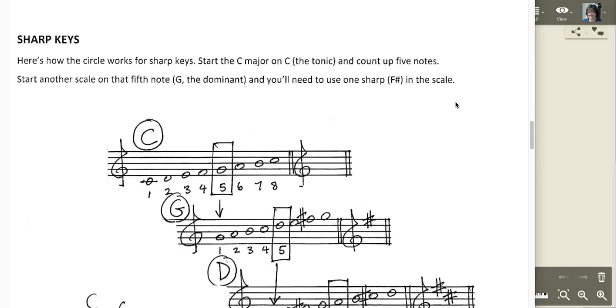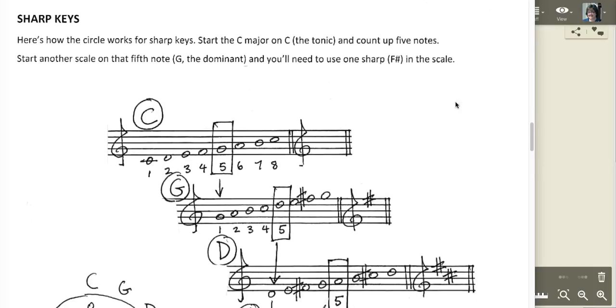So when we're dealing with the sharp keys, we're going to start from ground zero, which is C major. If you build a scale on each successive fifth note, as I have here, you are going to generate a scale that has sharps that populate the key signature in the order of the circle of fifths, as well as the order of sharps and flats in the key signature.